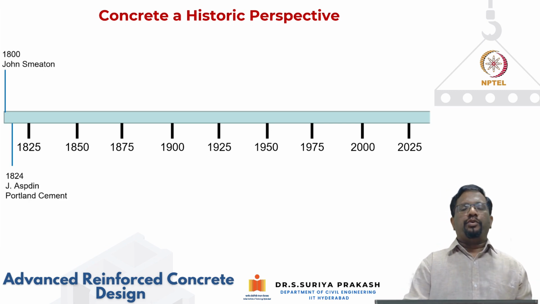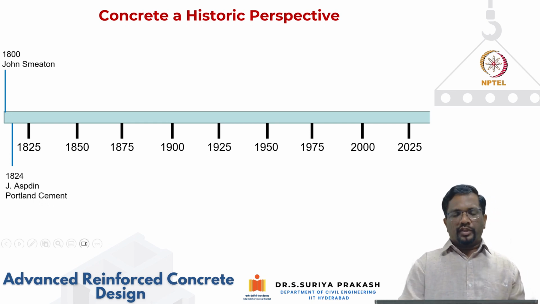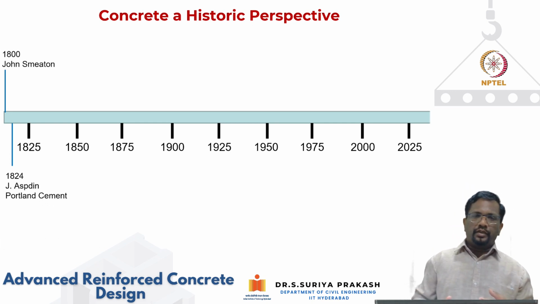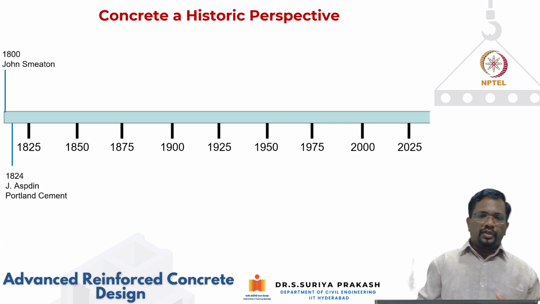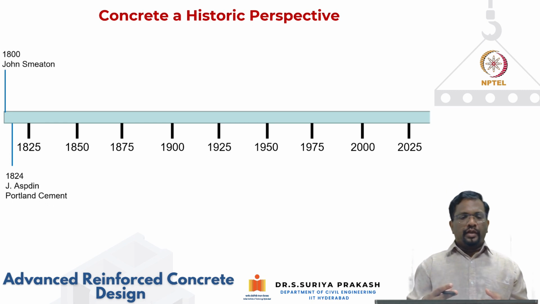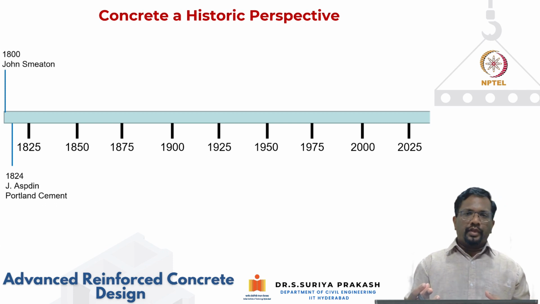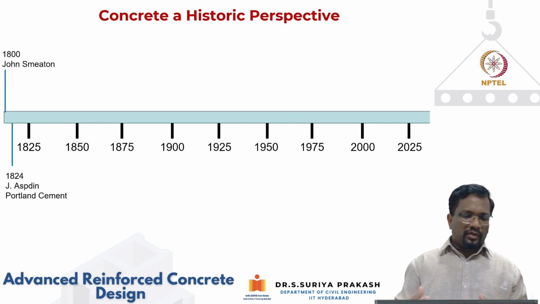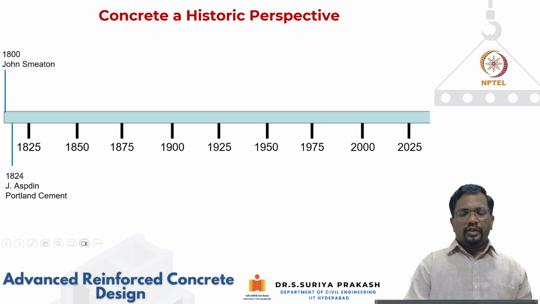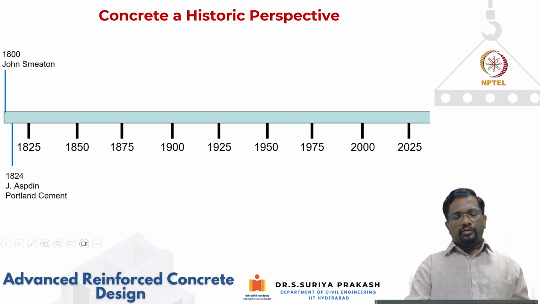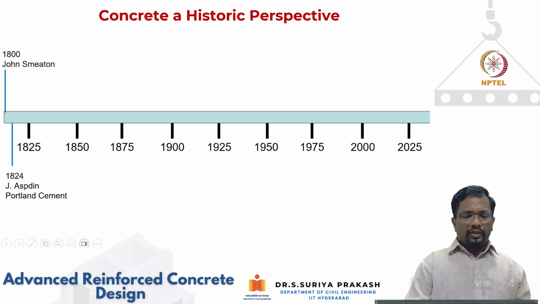Then in 1824, Joseph Aspdin invented Portland cement. He realized that when you burn limestone and clay together, you form a clinker, and that gives very good binding property, and it also doesn't dissolve when water is in contact with it. So 1824 was one of the major achievements in terms of modern cement invention, which was done by Joseph Aspdin.